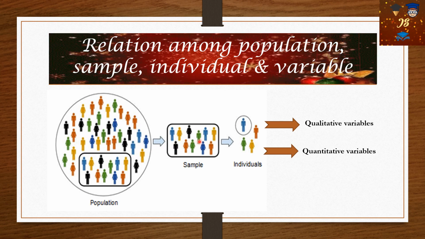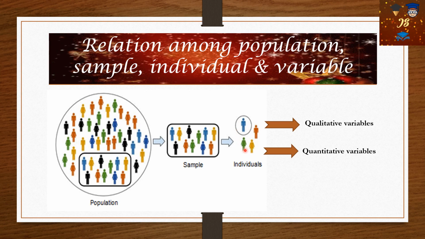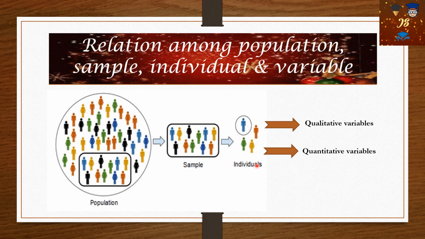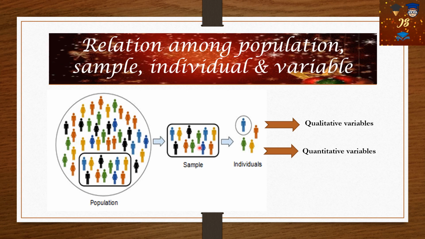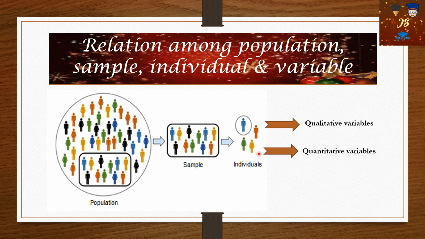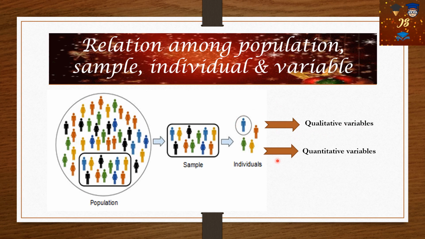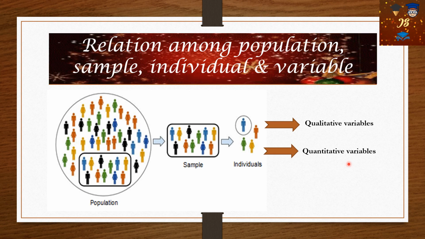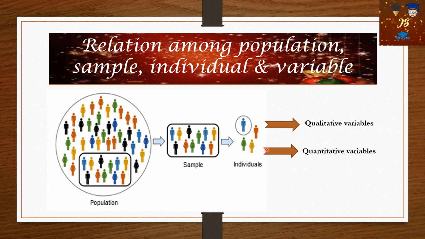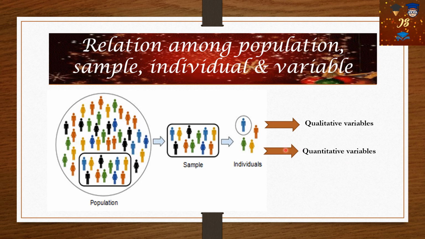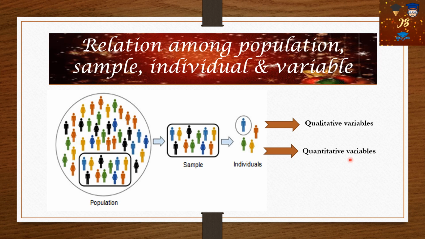Now from the sample you choose a few individuals. What is the relation between the individual and the sample? The particular people who are chosen from the sample are called the individuals. Now you can research different types of qualitative variables and quantitative variables, like you can measure the age, height, weight, hemoglobin concentration, respiratory rate. These are all quantitative variables because these are numerical. Age may be 46, 26, 23, whatever.